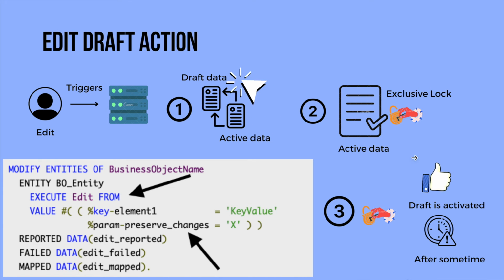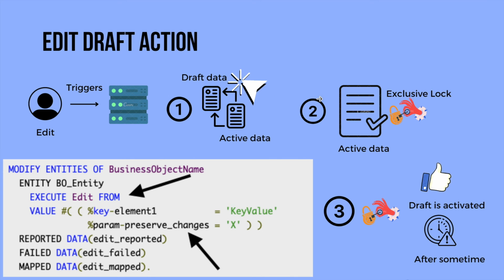Parallelly, the framework will do the exclusive lock for the active data. Why is this required? Because you are editing, you are making a draft version of this original record. But in this case, if someone is trying to edit or change the original record, then you wouldn't know the latest version. Correct. So to avoid this, the exclusive lock will be set in the backend.